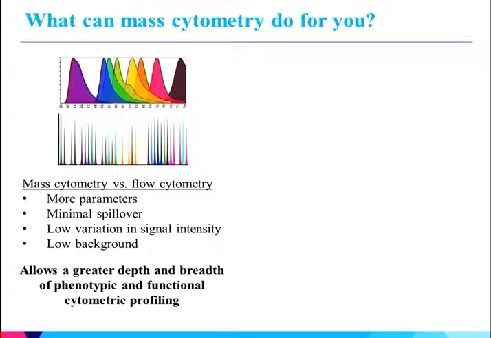So hopefully this is pretty obvious to most people in the room at this point, if you're here, which is that mass cytometry can be thought of as analogous to flow cytometry, but by replacing these fluorescent markers with metal-based markers, you can now do more parameters, minimal spillover, low variation in your signals in the relevant mass range, low background. So all this comes together to allow you to do a much greater breadth and depth of phenotypic and functional cytometric profiling than was ever possible before.